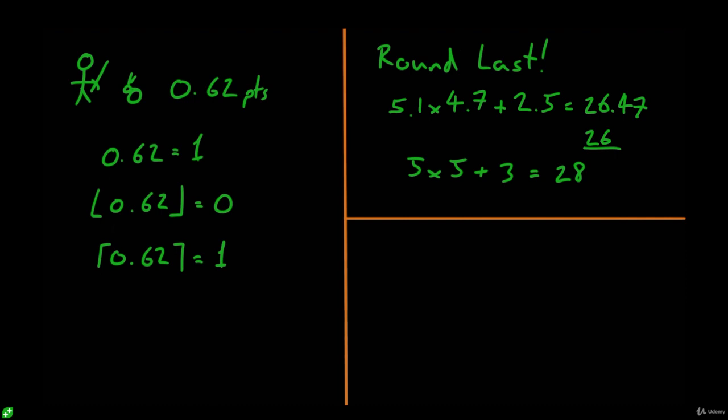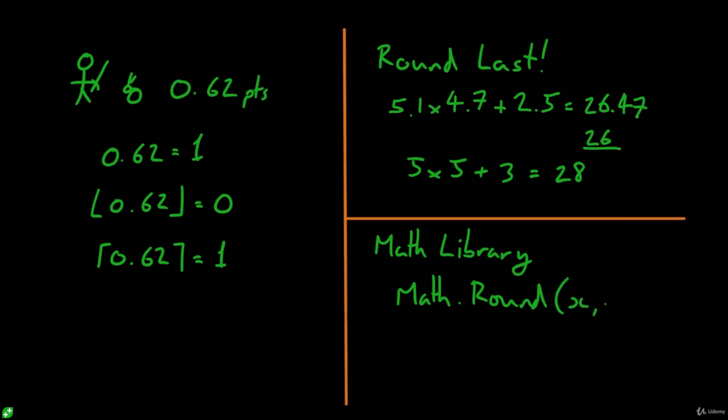With all of that out of the way, let's look at how we might implement this in code. Most modern languages have some sort of math library that you can access, and the syntax is fairly similar between each one. So for rounding, we can use math.round, and then in the parentheses, you'd include the number you want to round and the level of precision that you're looking for. So this would be, say, 1 for 1 decimal place or 5 for 5 decimal places, etc.